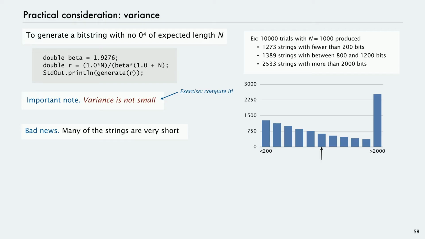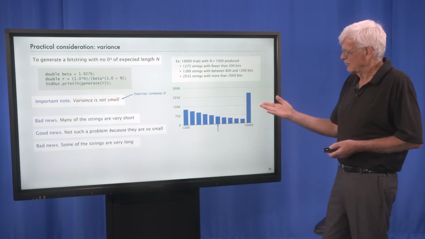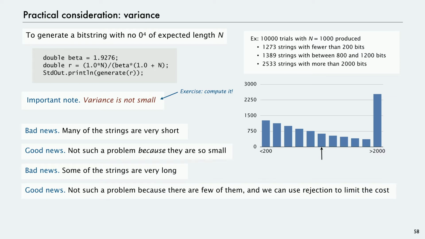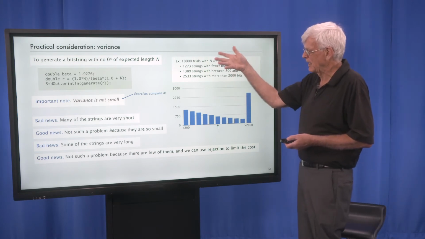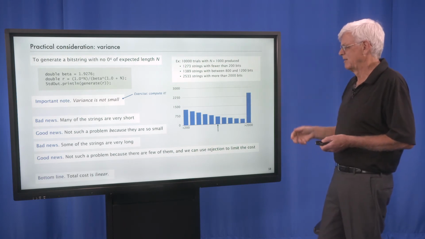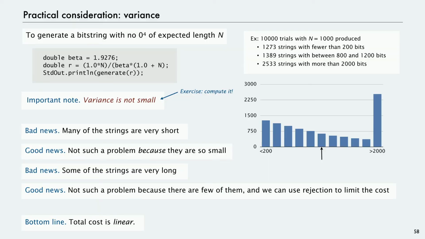Now, in other words, the bad news is that a lot of the strings are short, but that's not really a problem because they're so small, so it doesn't cost that much. Also, some of the strings are really long, but that's also not a problem because there's not too many of them. But even more important, we can use rejection or anticipated rejection to limit the cost. So those are practical considerations that we're going to add on top of our analytic sampler to get an efficient method that does what we want. And the bottom line is that the total cost is going to be linear.